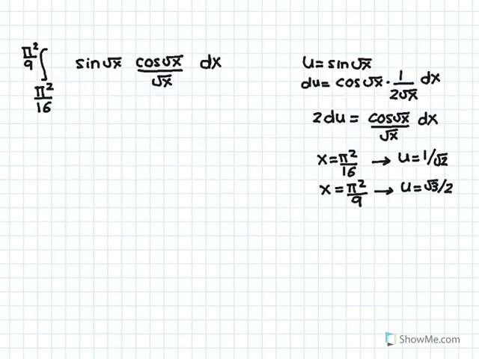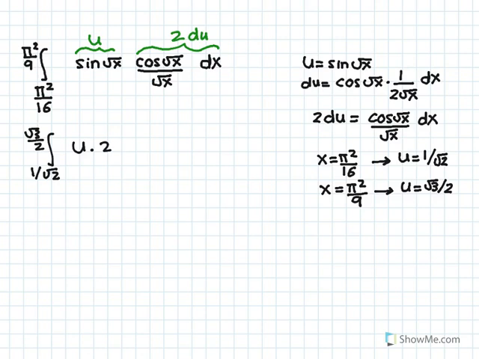Alright, so what we have is the integral of sine root x times cosine root x divided by root x dx. And our substitution is u is equal to sine root x. This is u. And cos root x over root x dx, all of this, is 2 du. And we also transform the limits. So we have the integral from 1 over root 2 to root 3 over 2 of u times 2 du. 2 is a constant, it passes through the integral, so we just get 2 times the integral of u du. Lower u limit is 1 over root 2. Upper u limit is root 3 over 2.